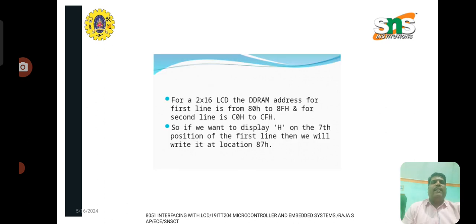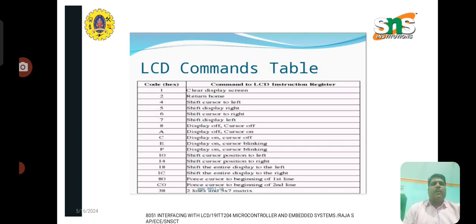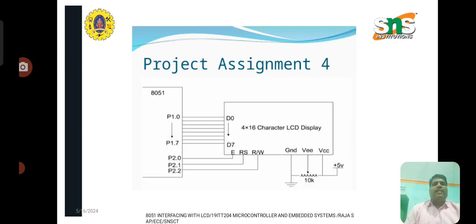For a 2 cross 16 LCD, the DDRAM address for the first line is from 80H to 8FH, and for the second line C0H to CFH. So if we want to display H on the 7th position of the first line, then we will write it at the location 87H. These are the various codes that are used in 8051 for a display, and this is how we are displaying and connecting 8051 with a character LCD display.